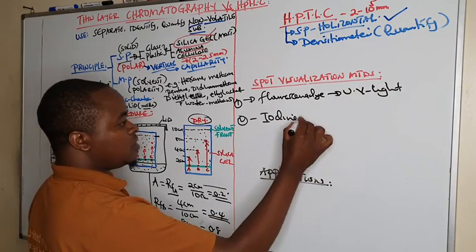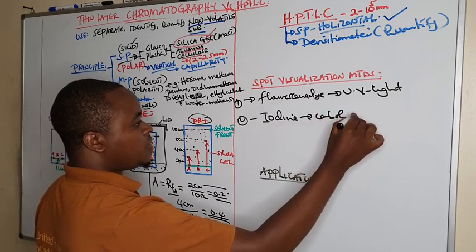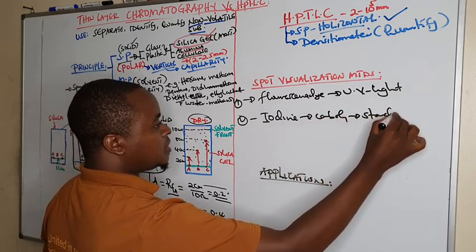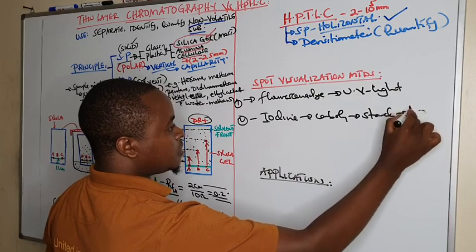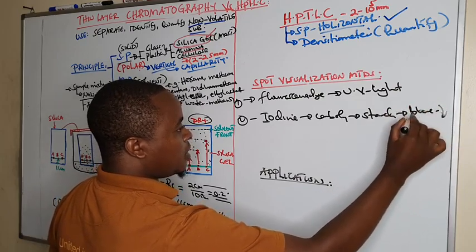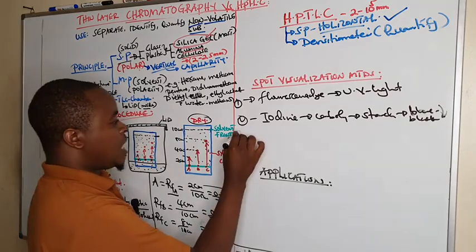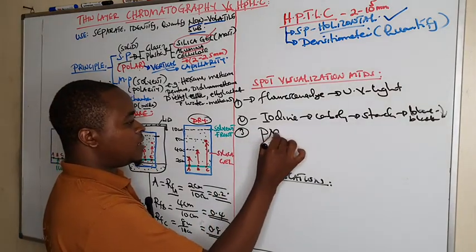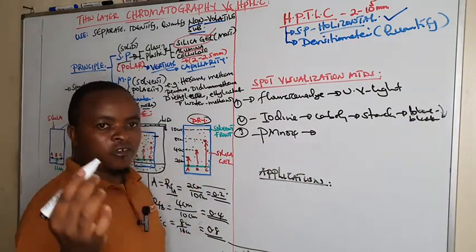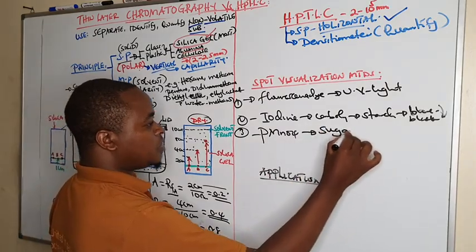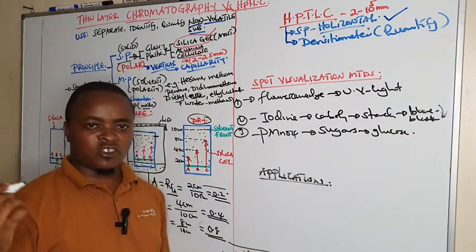And this iodine will target majorly carbohydrates like starch, and it is able to color them brown or blue-black, hence able to be visualized. Number 3, we can use potassium permanganate solution, which targets the presence of sugars like glucose, and it can also be visualized.